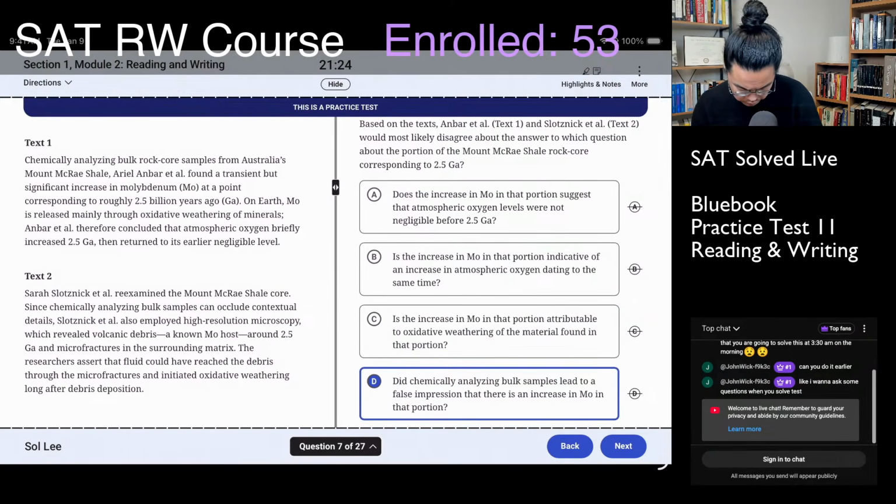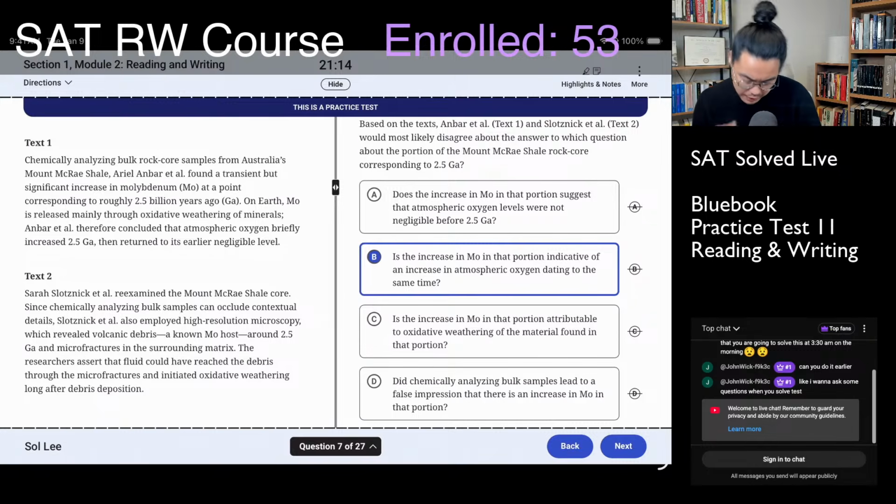No. Oh, no. Suggested. Before is a little off. Okay. Is the increase in Mo in that portion indicative of during? It has to be B now. Is the increase in Mo attributable to excavator airing at the material found in that portion? I know it is that portion. Okay, yeah, it has to be B.